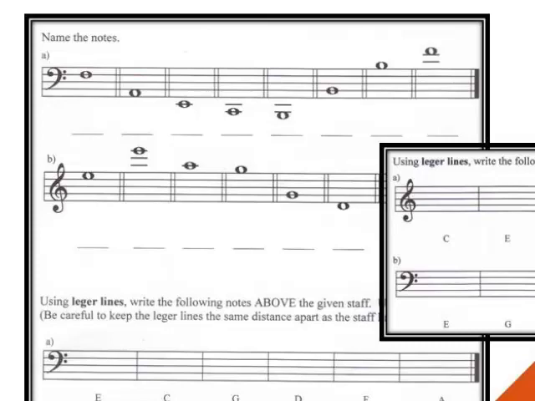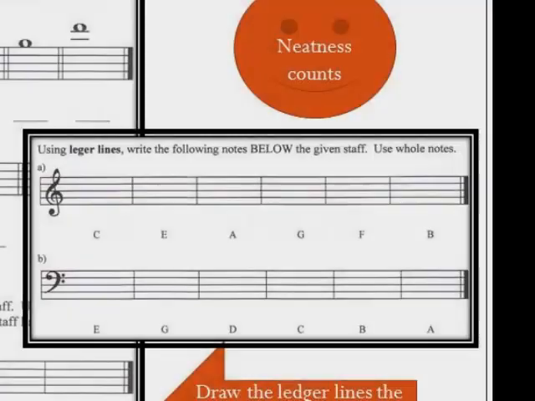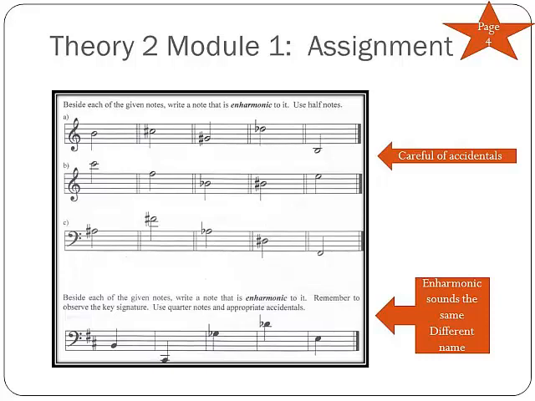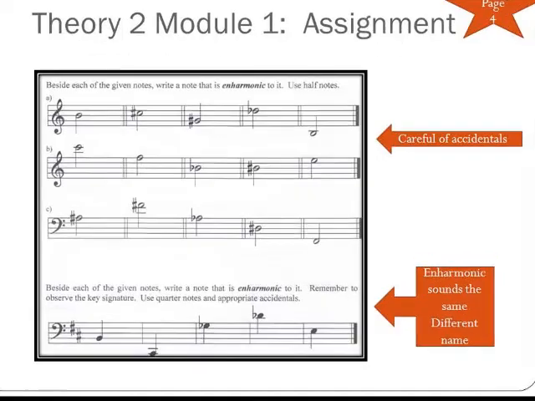Remember to use whole notes, and be careful when you're drawing your ledger lines that it just looks like an extension of the staff, so the space should be the same as the space within the staff. And on page 3, number 3, you're drawing ledger lines below the given staff. On page 4, number 4, you're writing enharmonic notes.